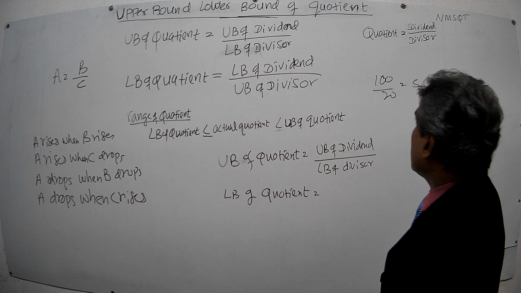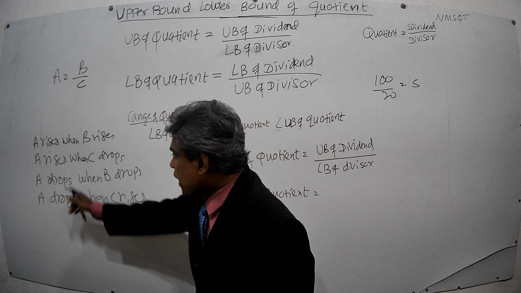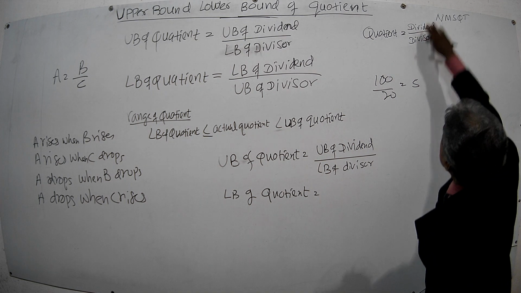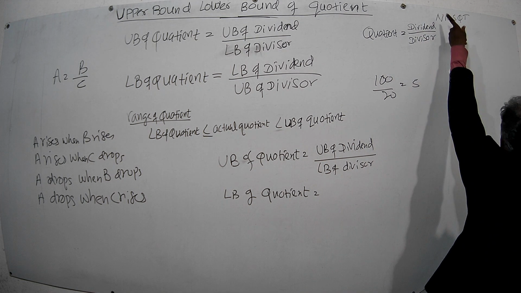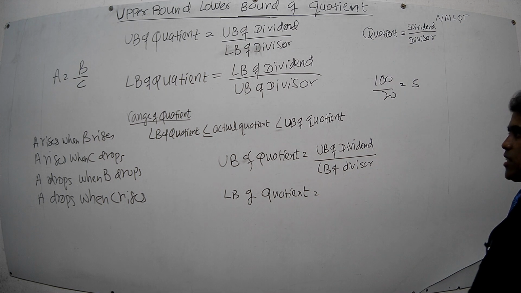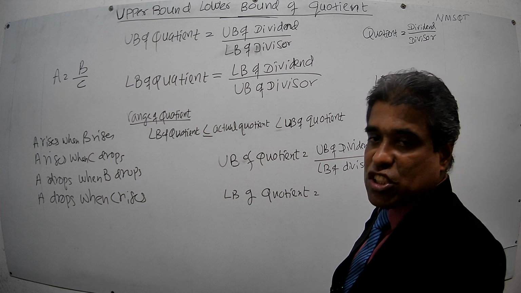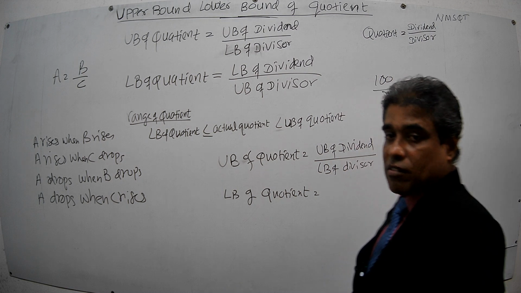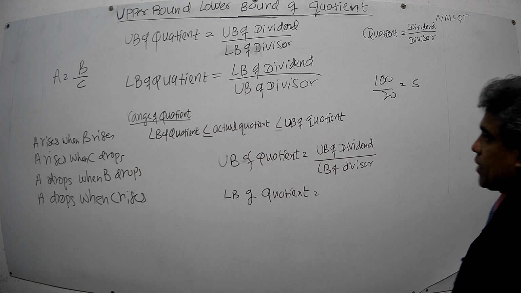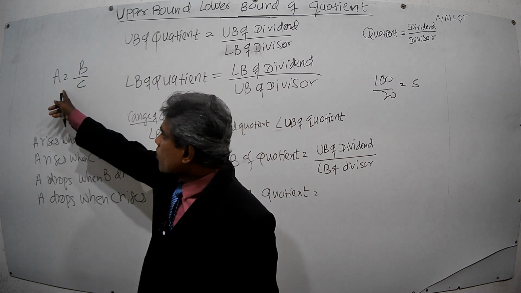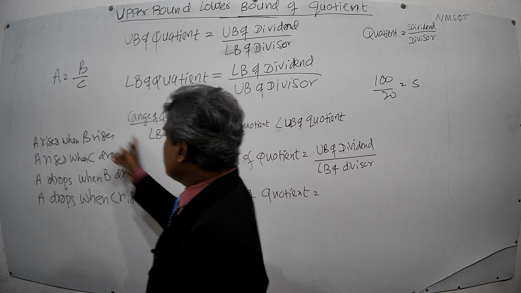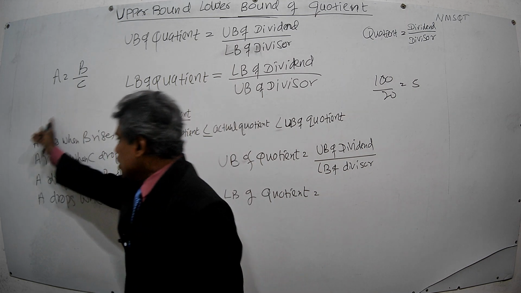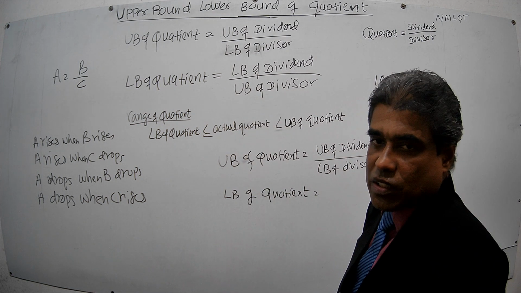Quotient drops, that means quotient A must drop. The quotient drops when the dividend decreases. We have studied those in the previous video, and its link is mentioned in the description below. Go to that video and watch it, then you will understand very clearly. I presented this information there, therefore go and watch it.